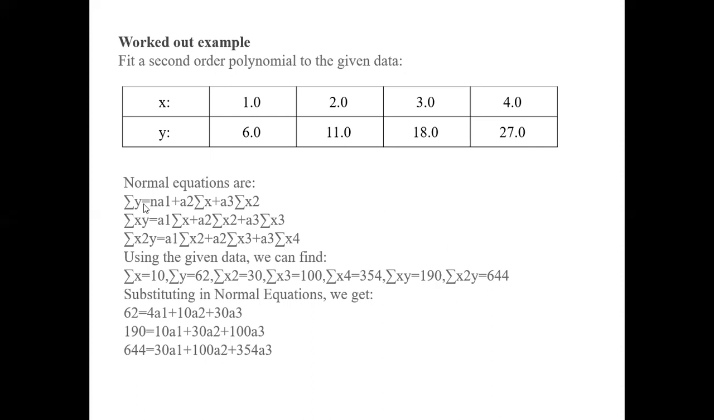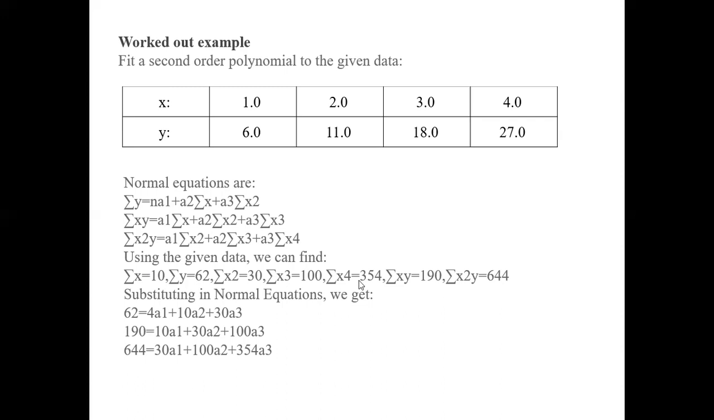summation of y is equal to n into a1 plus a2 into summation of x plus a3 into summation of x square. The second equation is summation of x into y is equal to a1 summation of x plus a2 into summation of x square plus a3 into summation of x cube. The third equation is summation of x square y is equal to a1 into summation of x square plus a2 into summation of x cube plus a3 into summation of x raised to 4.